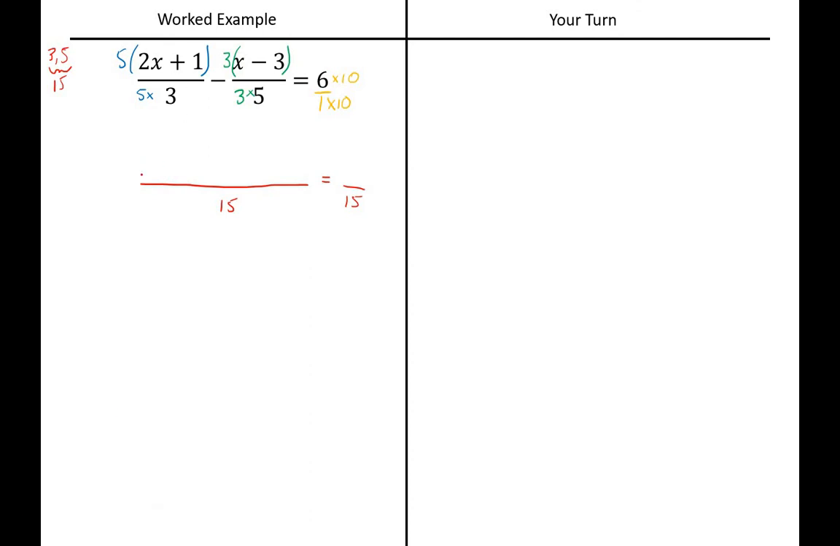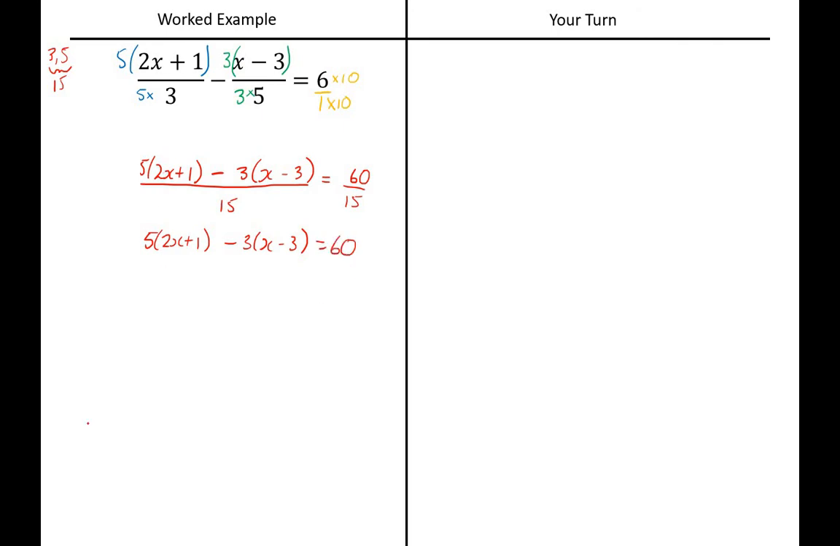Right, so what have we got? We've got 5 lots of 2x plus 1 minus 3 lots of x take away 3 is equal to 6 times 10. Okay, and that's all over 15. So we can equate the numerators. Because the denominators are both 15, that means the numerators have to match too. So we've got 5 brackets 2x plus 1 minus 3 brackets x minus 3 is equal to 60.